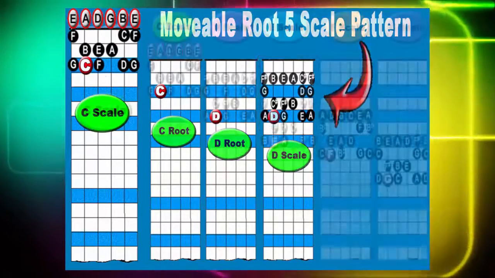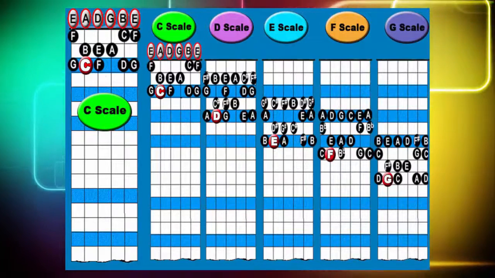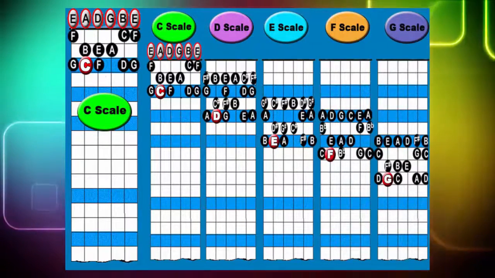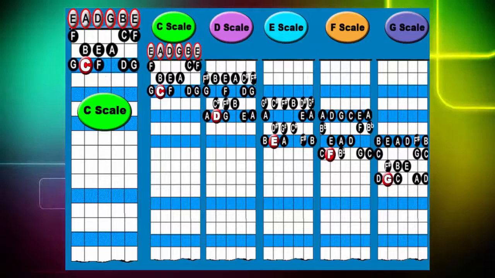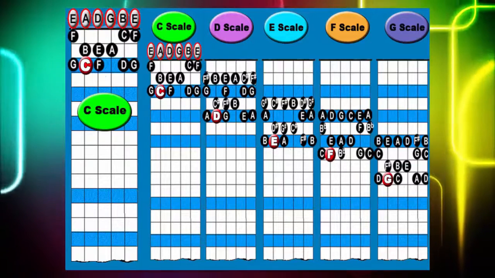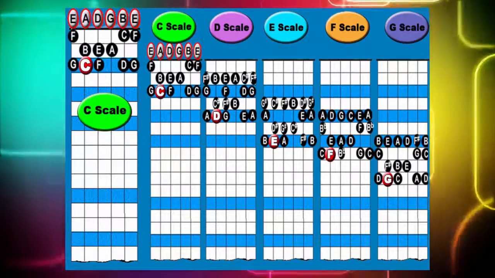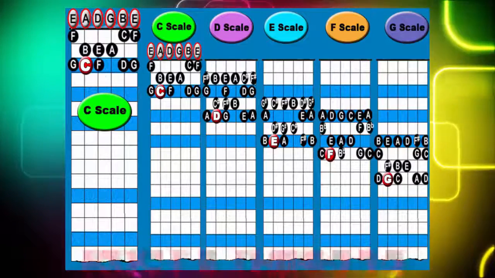I could easily transpose that scale pattern to the keys of E and F and G, or for that matter any key, as long as I know the name and location of the lowest pitched root note. This is called root 5 thinking.